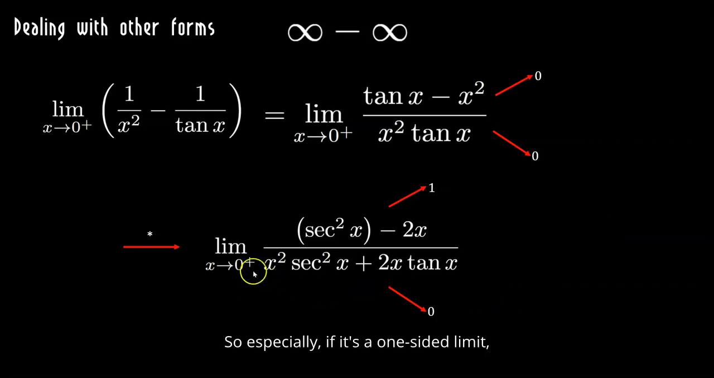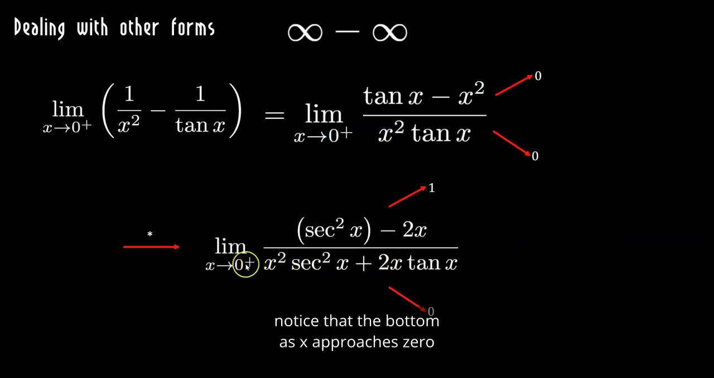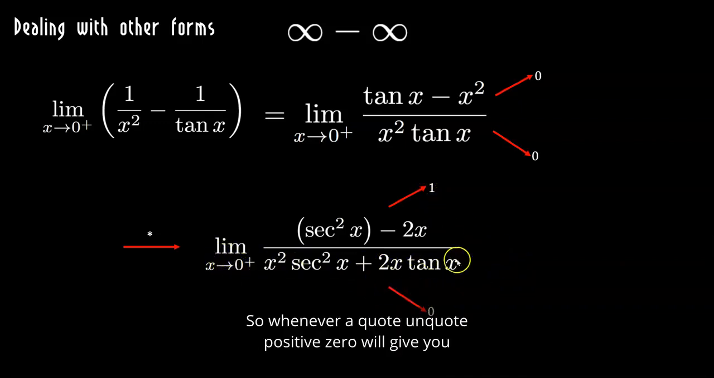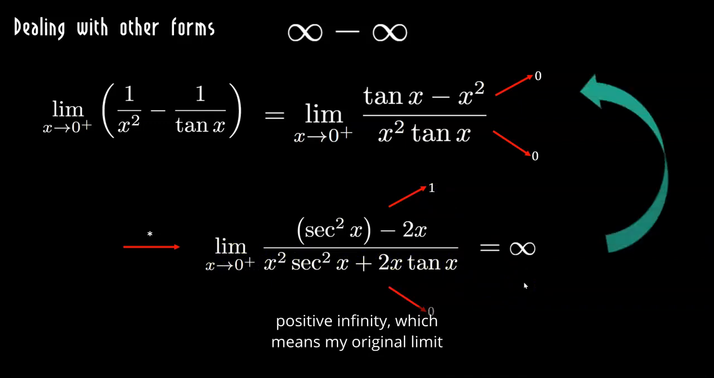So especially if it's a one-sided limit. Notice at the bottom as x approaches 0 from the positive side, this will all be positive and this will all be positive. So the bottom will be positive as you approach that 0. So 1 over a quote-unquote positive 0 will give you positive infinity, which means my original limit was positive infinity.